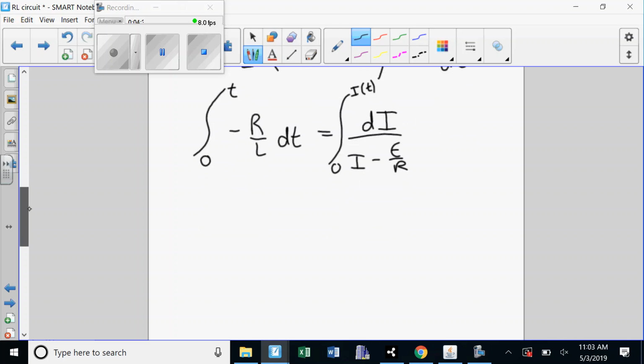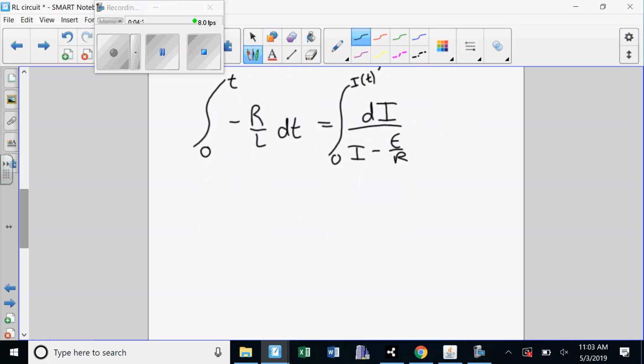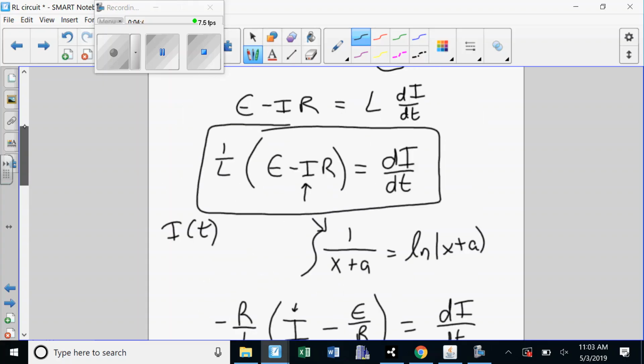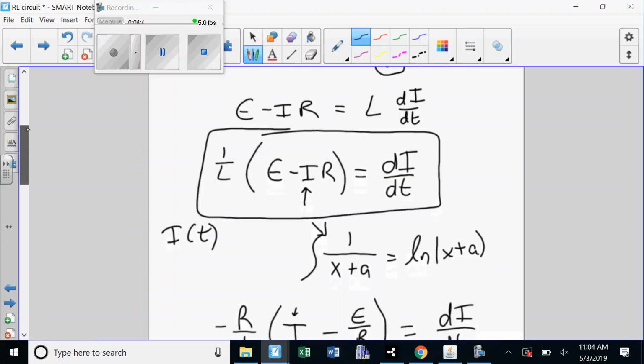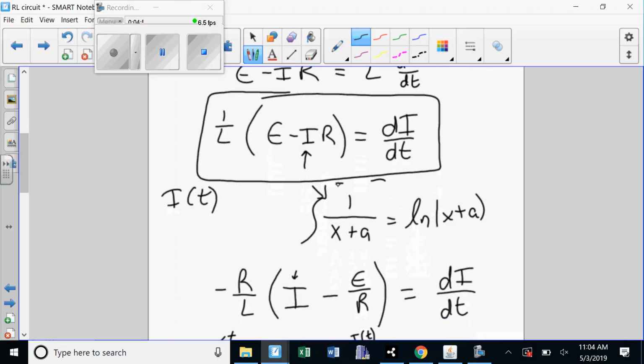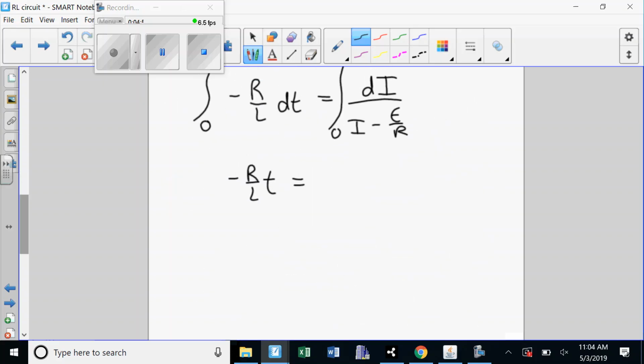Okay? The left side is a pretty easy integral. The integral of a constant dt is just minus R over L times t. The integral on the right side is a little bit more challenging, but again, I got it to look like this integral that's on your equation sheet, right here. So I know the integral is just going to be the natural log of I minus epsilon over R, evaluated from 0 to I as a function of time. Don't forget those integration bounds.